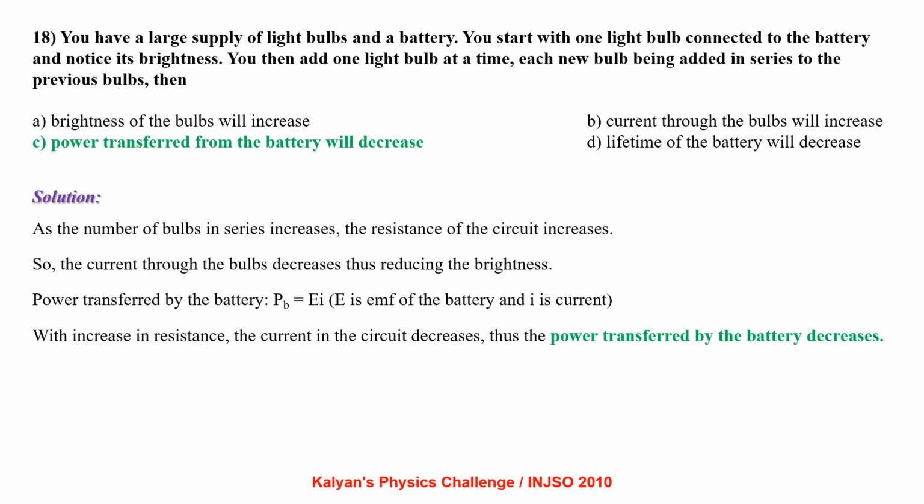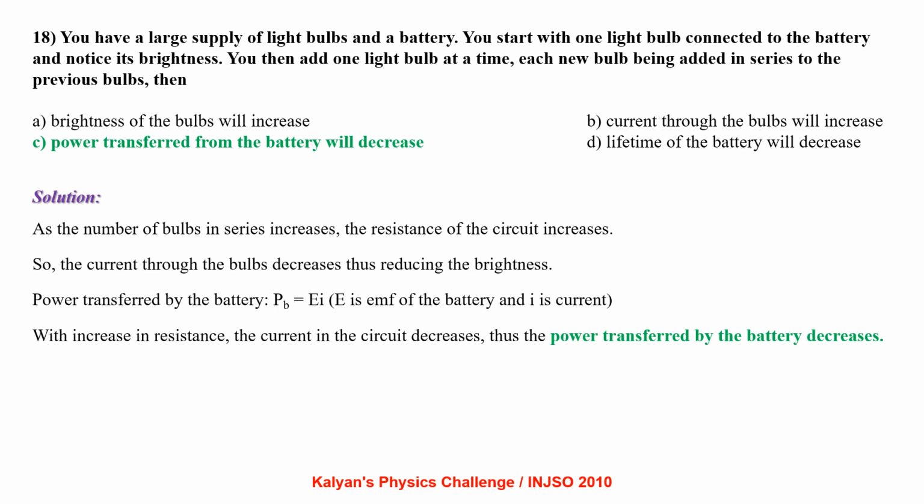You have a large supply of light bulbs and a battery. You start with one light bulb connected to the battery and notice its brightness. You then add one light bulb at a time, each new bulb being added in series to the previous one. Then, brightness of the bulbs will increase, current through the bulbs will increase, power transferred from the battery will decrease, lifetime of the battery will decrease.